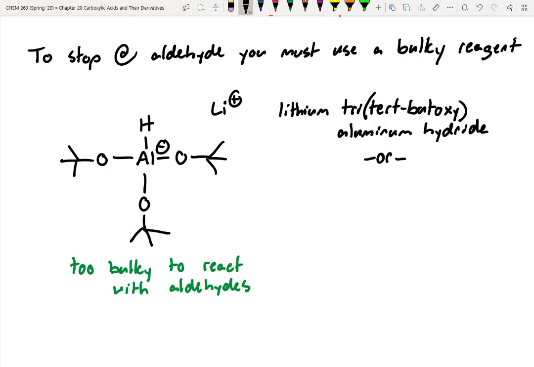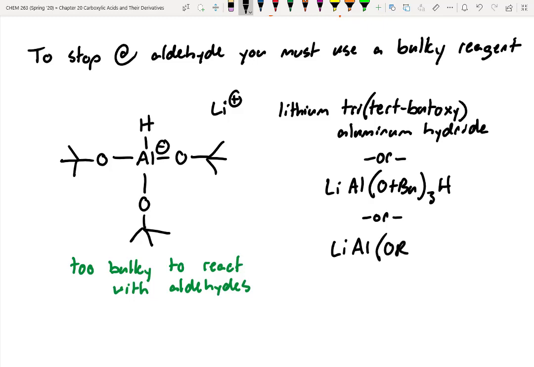So, one way of abbreviating it is LiAlO-tBu3H. So that's another way of abbreviating this. However, sometimes in the textbook or in other textbooks, you may see it written out this way. And really what they're doing here is they're using R as a placeholder for a tert-butyl group. So usually it's a tert-butyl group, but sometimes there are other bulky groups that can be used. So I'll just write R equals a tert-butyl group.